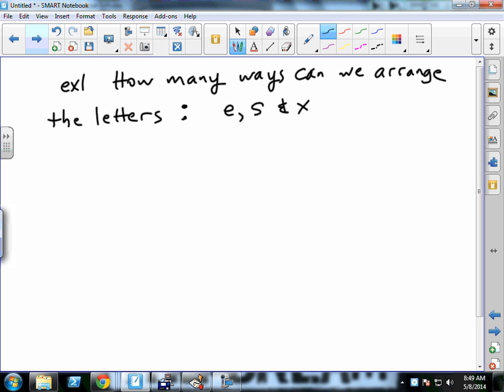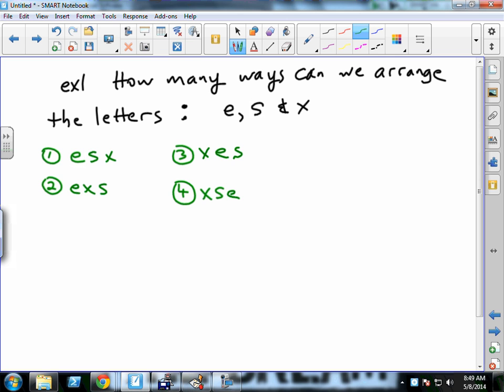Now, to answer this, some people like to start arranging them. So they do this. Here's the first arrangement, just in that order, ESX. The second arrangement is EXS. And then the third arrangement, if we start with a new letter, let's try starting with X this time. We have XES. Still with X, so XSE. So there's 4. This time we'll start with the letter S. SXE. So there are 5 ways to arrange those 3 letters, right?